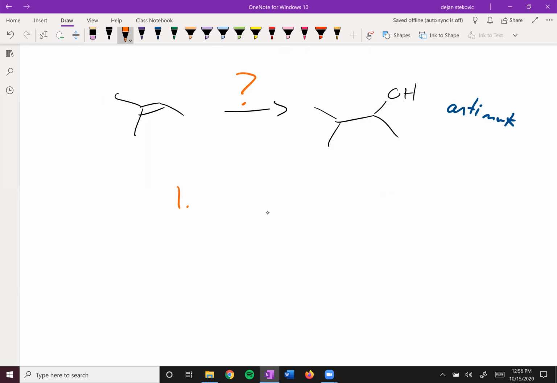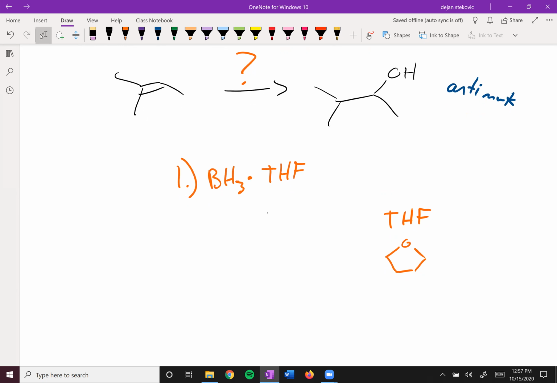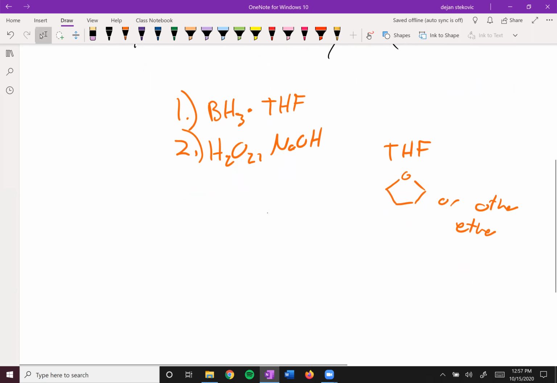The reagent we would use here is borane, which is BH3, and usually in a solution of THF. THF stands for tetrahydrofuran. It's essentially kind of like cyclopentane, except that one of the carbons is an oxygen, but you can use other ether solvents. Maybe diethyl ether is another popular one. And then in the second step, we're going to add some hydrogen peroxide and some sodium hydroxide. So let's go ahead and take a look at this mechanism.